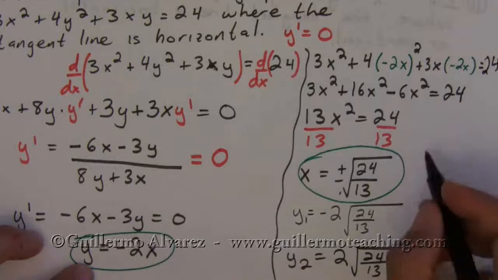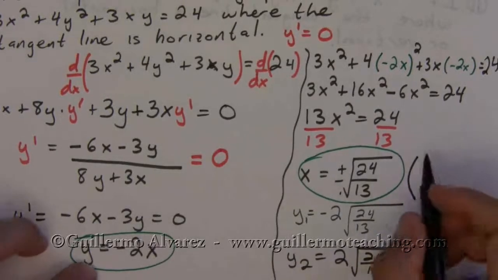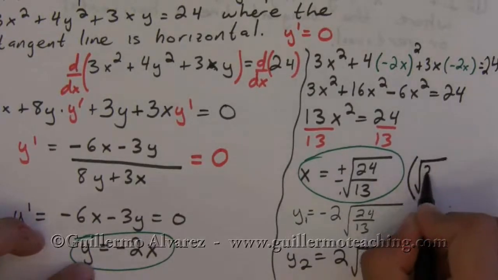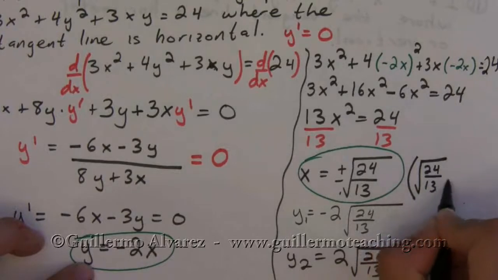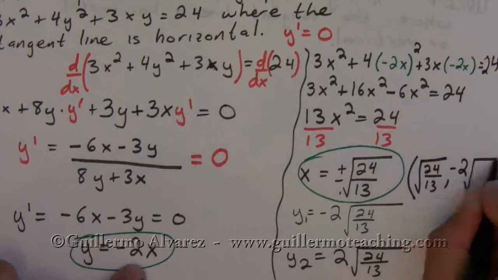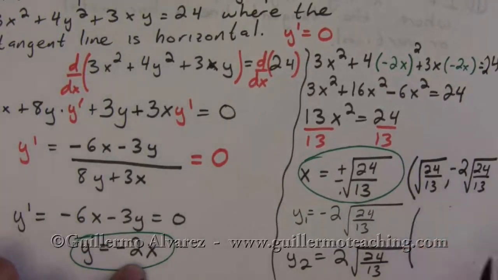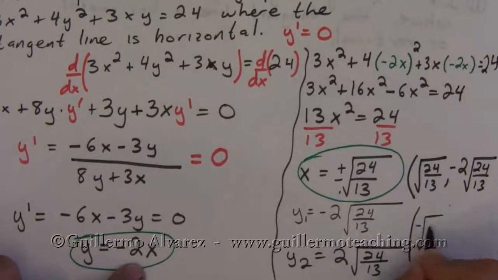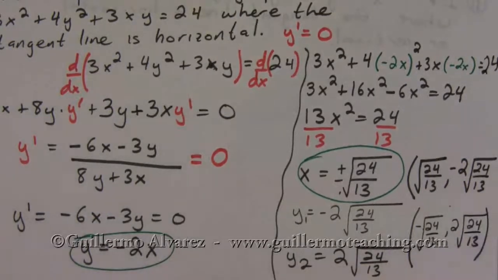So here we have two x values and two y values. If I write them down as points, they would be when x is positive square root of 24 over 13, y is going to be negative 2 square root of 24 over 13. And then the other point would be when x is negative square root of 24 over 13, y is going to be positive 2 square root of 24 over 13. And that's it.